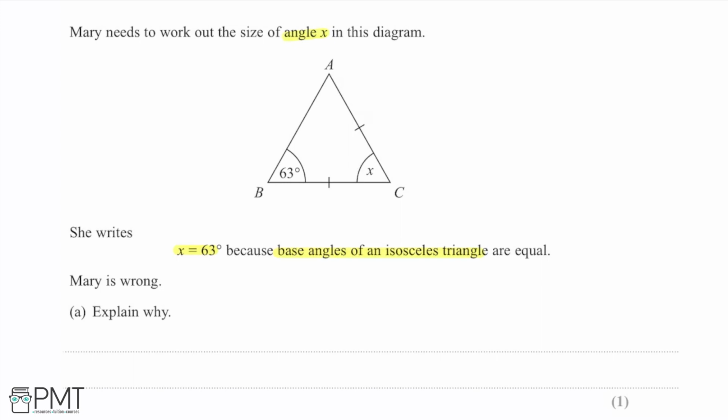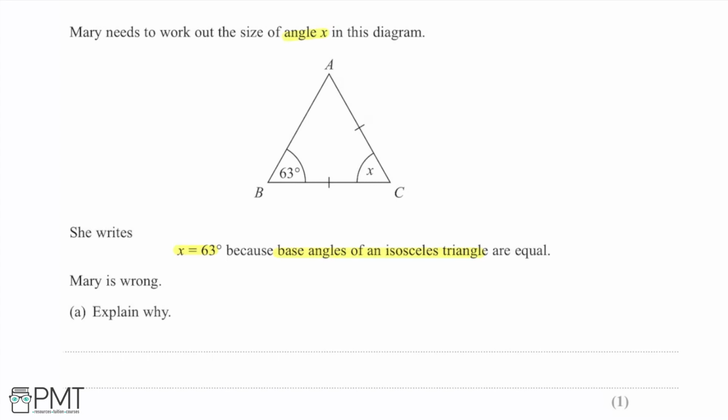So this question is worth 1 mark, so we're just going to be looking to state a short reason as to why she is incorrect. Now if we look at this triangle, these little lines here show that these sides, AC and BC, are equal, so they're equal in length. So this is going to be an isosceles triangle because we have these two sides which are equal in length. And for an isosceles triangle, the reasoning here is correct. The base angles of an isosceles triangle are going to be equal.